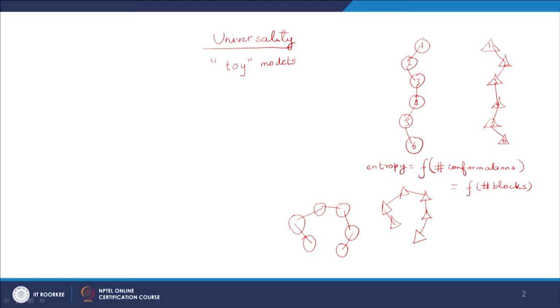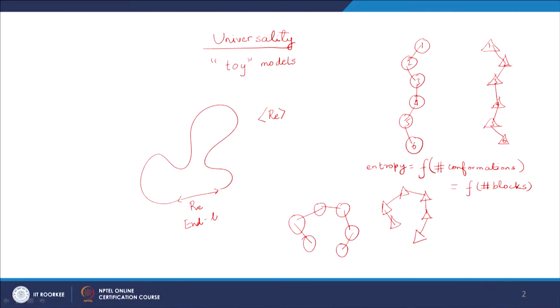But one of the properties we want to look at in polymer physics, for example, is, if we have a polymer chain, we are interested in the end-to-end distance of the polymer chain. Typically, since we said that the polymer chain can take many conformations, we do not talk about the end-to-end distance of a particular conformation, but something like the average of the end-to-end distance over many conformations.